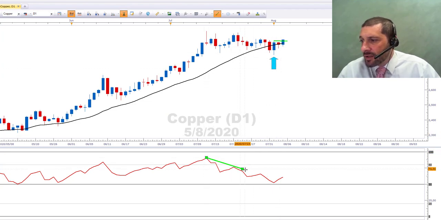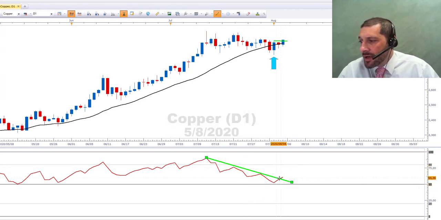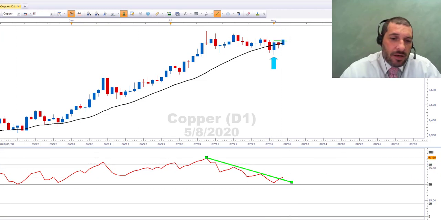Last but not least, take a look at the RSI. The RSI has broken above a downtrend line, and that is indicative of an expansion in the positive momentum.